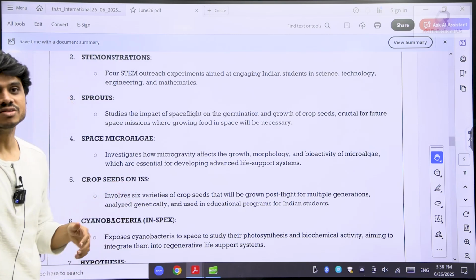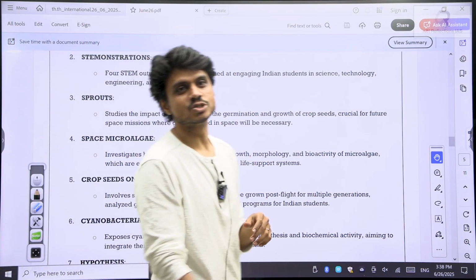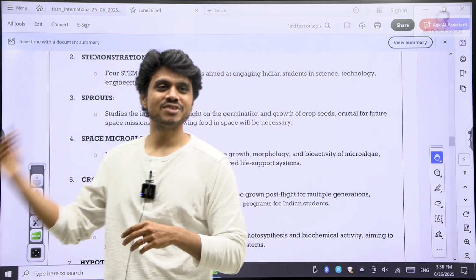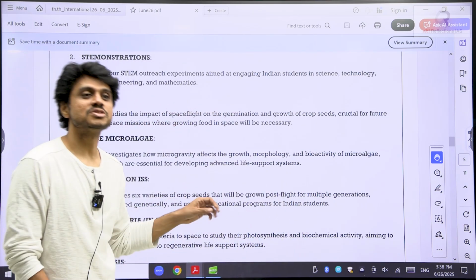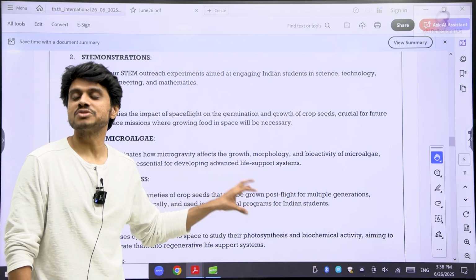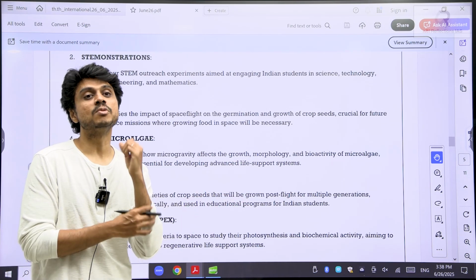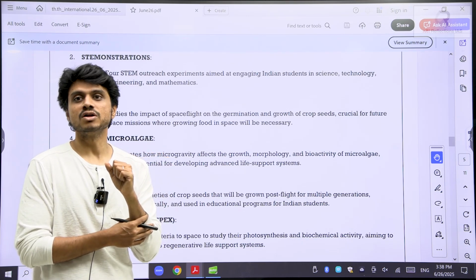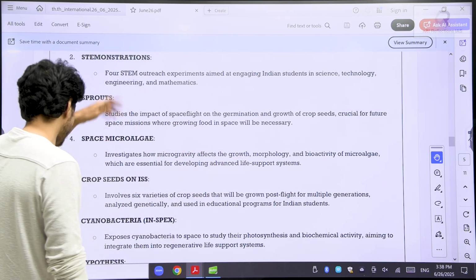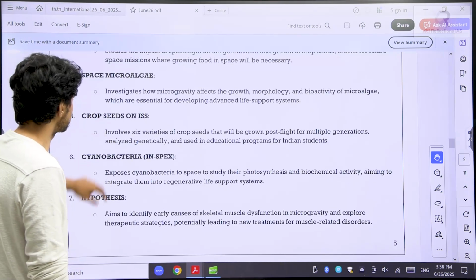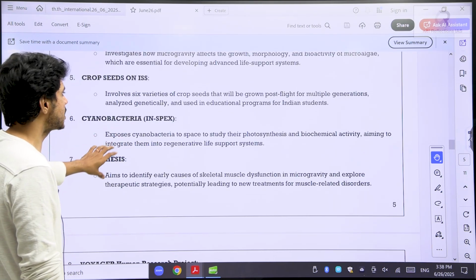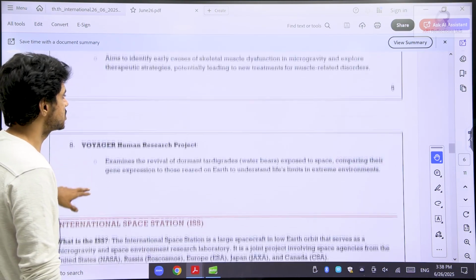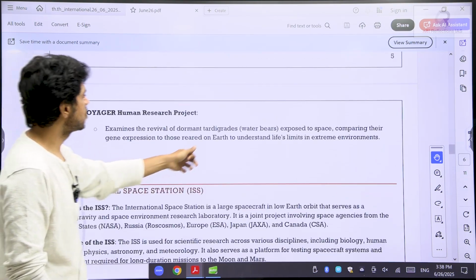We have discussed this. Maybe they will destroy this earth, and they are trying to search for another habitable place outside the earth. So they want to check how the germination of various crops happens over there, and how human muscles respond, why people are losing muscle over there. These are the experiments, including crop seeds. They are also taking cyanobacteria to see how photosynthesis happens there. And they are also going to take one important animal.